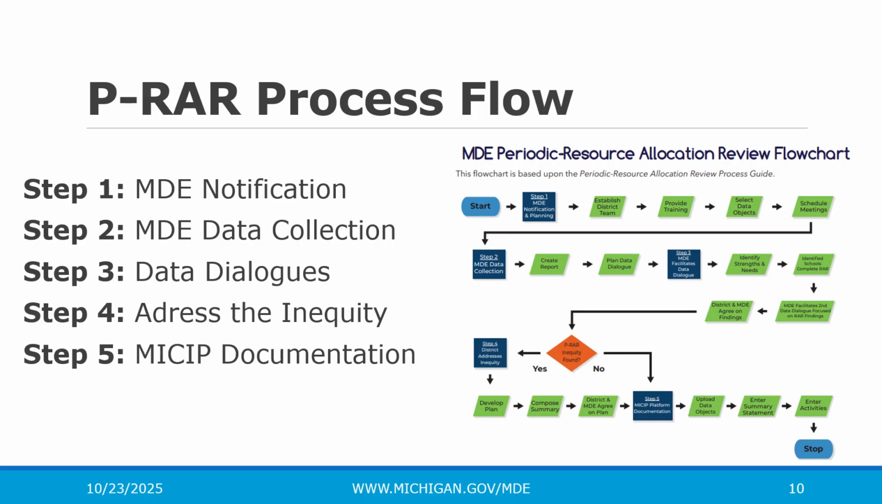Through these steps, the Periodic Resource Allocation Review, or PRAR, is designed as a collaborative effort to empower districts to pinpoint and resolve resource inequities, ensuring every student has access to the necessary support for success.